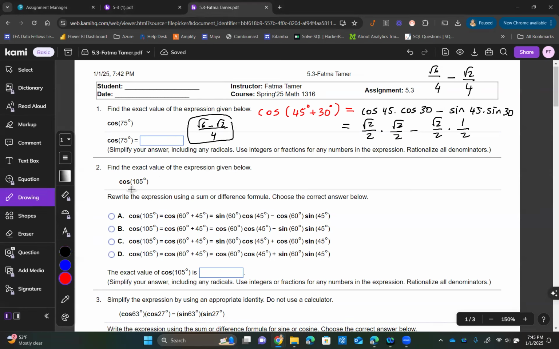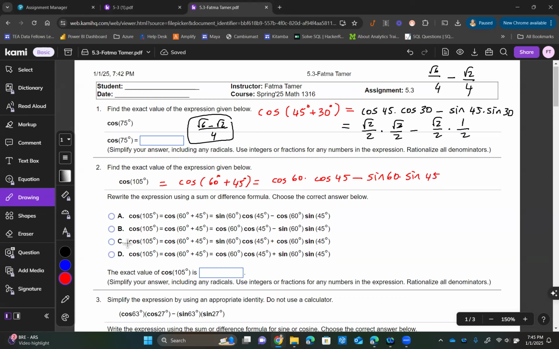For number 2, we need to find cosine of 105. The first thing I need to do is ask: 105 is the sum of what two angles? When I think deep enough, I know that 105 is 60 degrees plus 45 degrees, because if I add these two famous angles, they give me 105 degrees. Now we have a formula to evaluate this, and the formula says we will need cosine of 60 times cosine of 45 minus sine of 60 times sine of 45.